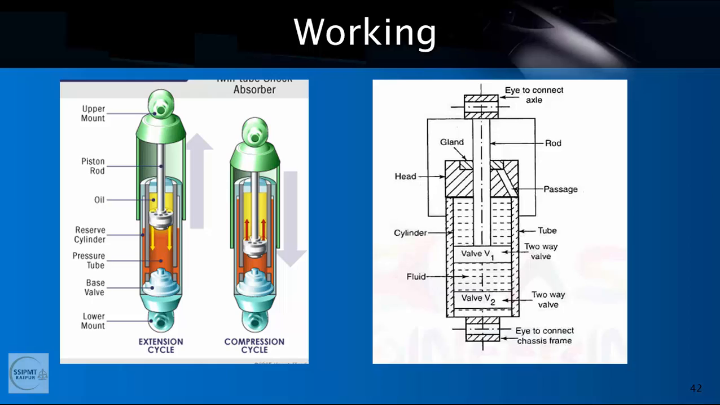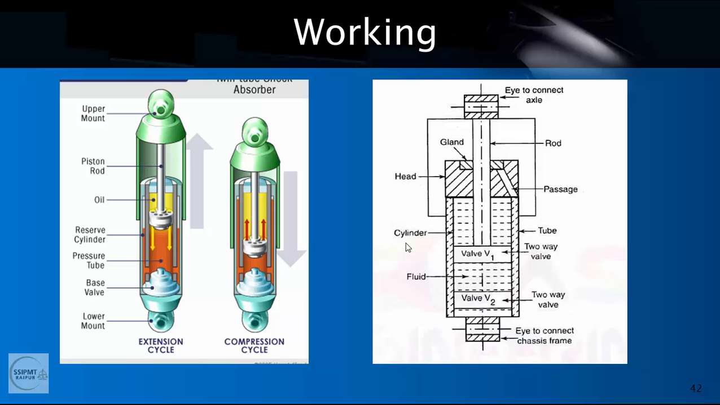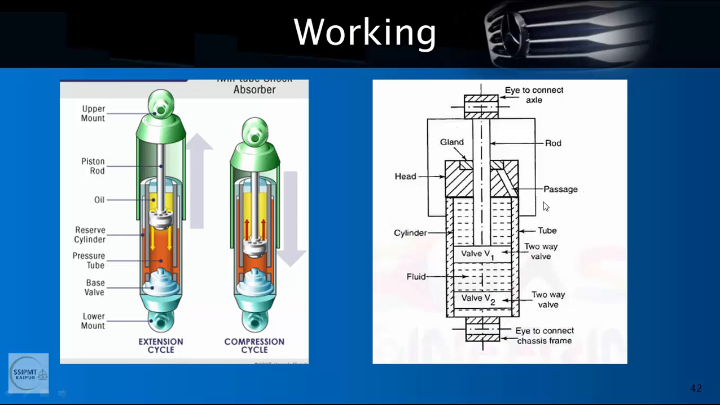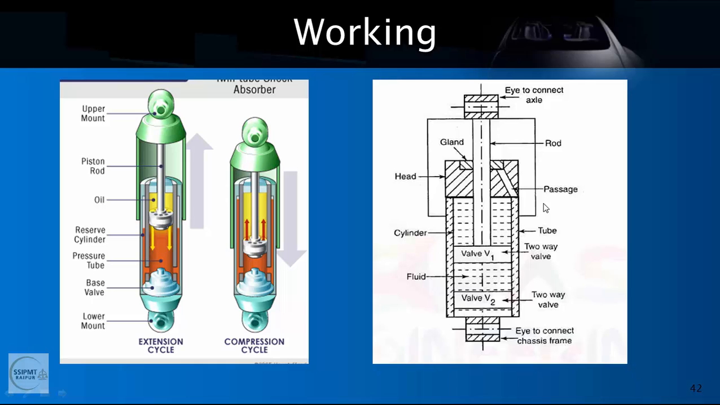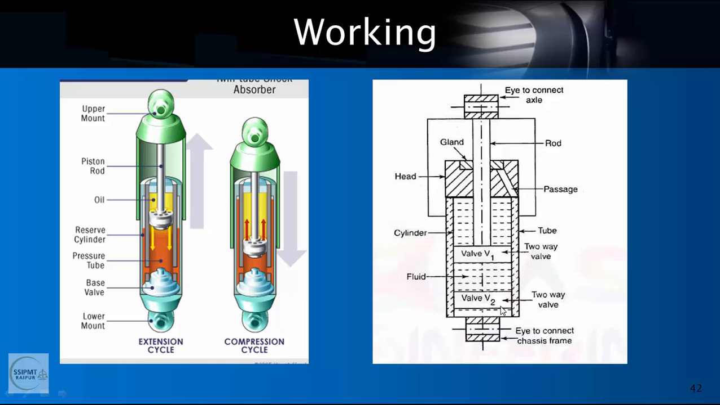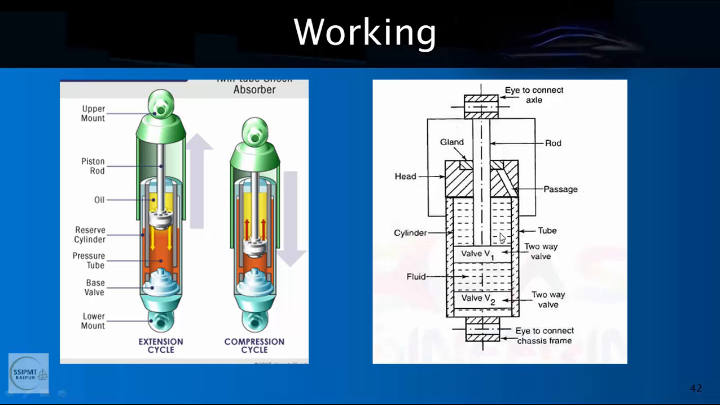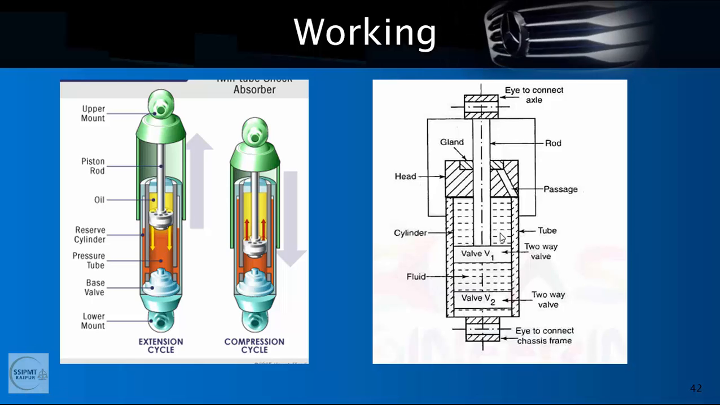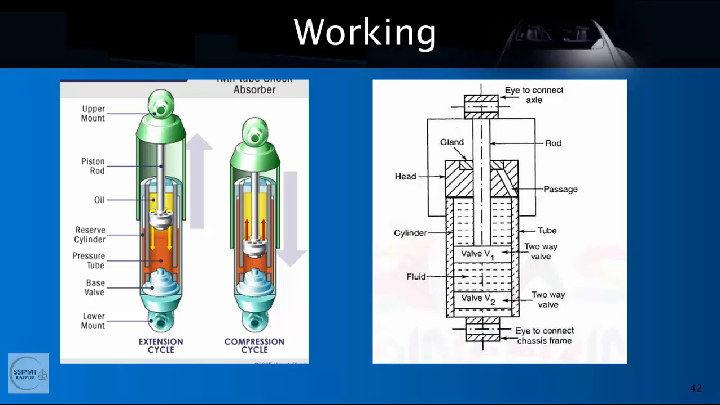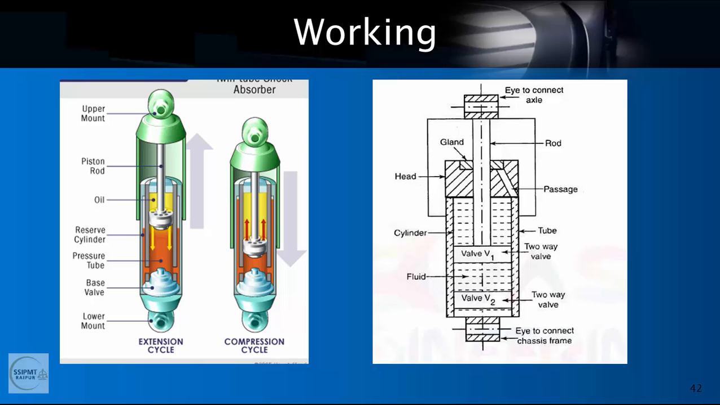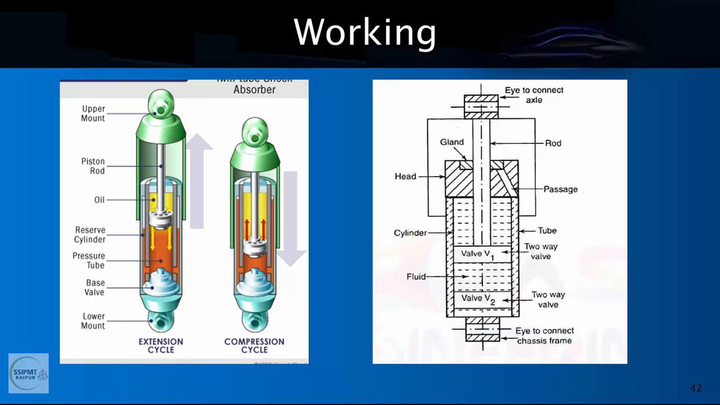Now let's see the working. The inner cylinder is completely filled with the fluid and the reservoir is half filled, right? The inner cylinder is completely filled with the fluid. When the axle eye is moved upward, then the fluid is displaced from the bottom side to the top side of the piston.